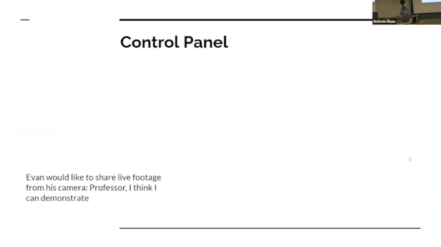So we're just going to go over some examples of what this control panel might look like, and things that professors would see. One is a notification saying, Evan wants to share live footage from his camera. So this is exactly what Lucas was just talking about, and he's saying that he thinks he can demonstrate how to solve the problem.